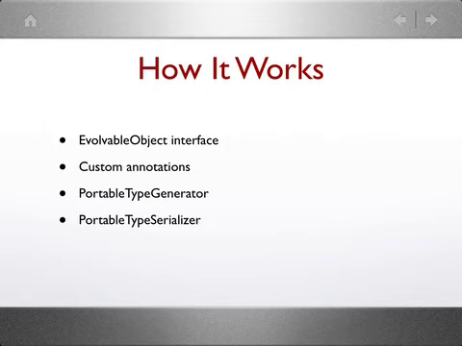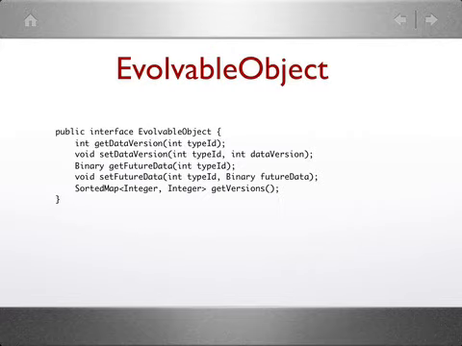So how does it work? Well, I created a new interface that is similar to the Evolvable interface, but slightly different. I also have a set of custom annotations, because the existing annotations would not give me everything I needed. And then I also have the portable type generator and portable type serializer, which work together to create serialization code and to actually use the serialization code that was created. So let's go through them one by one.